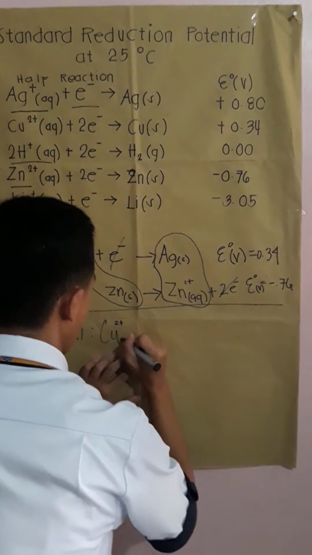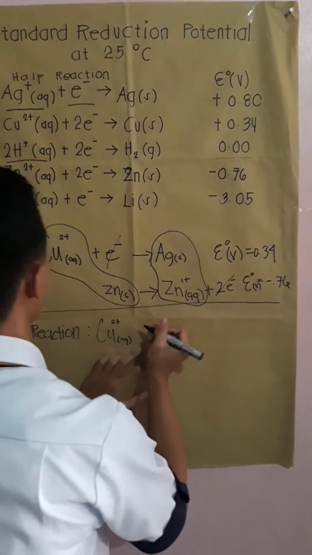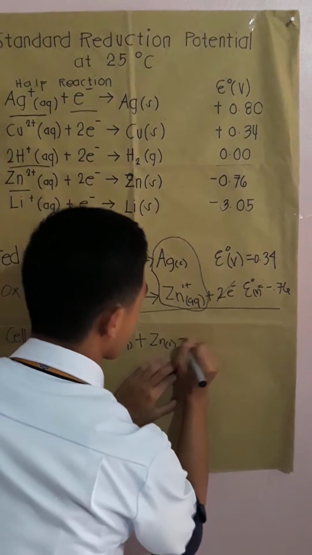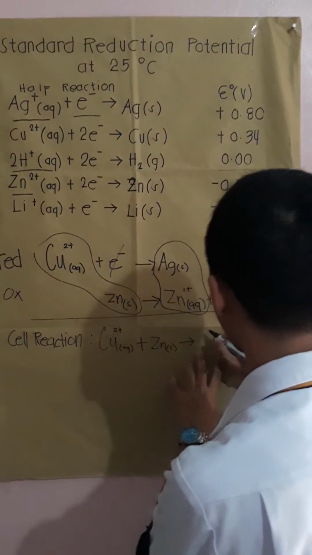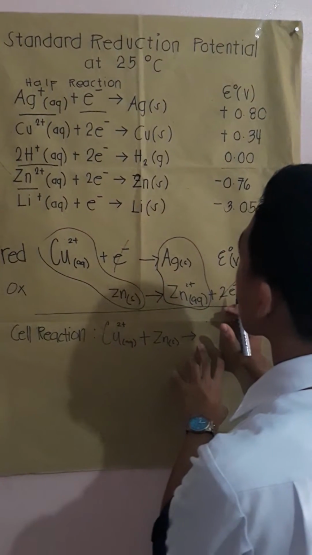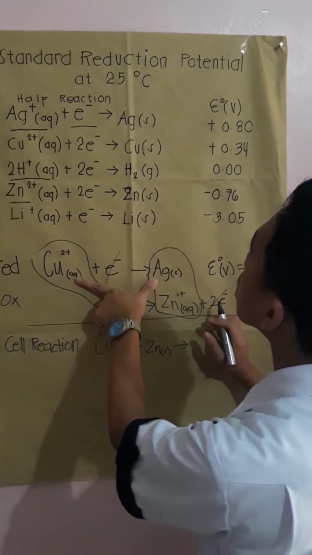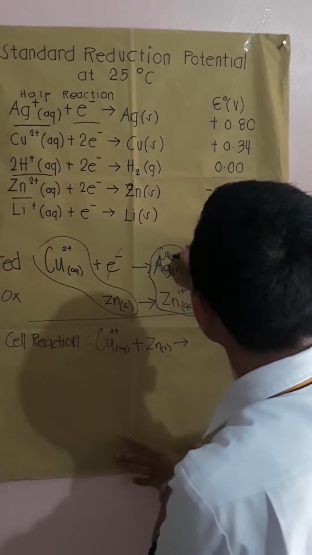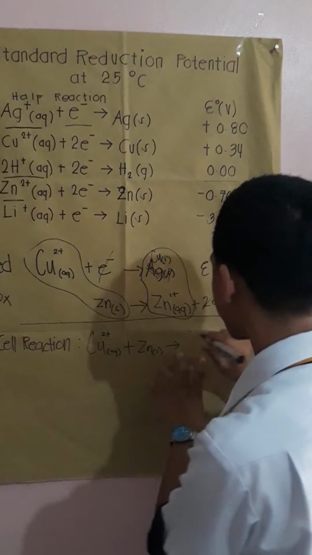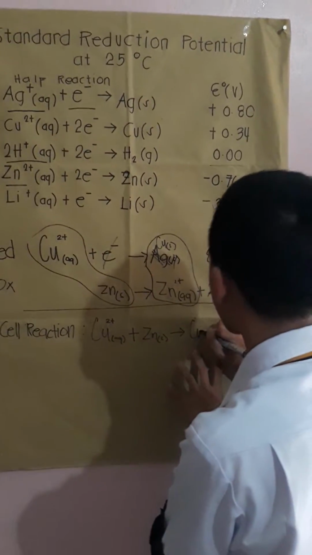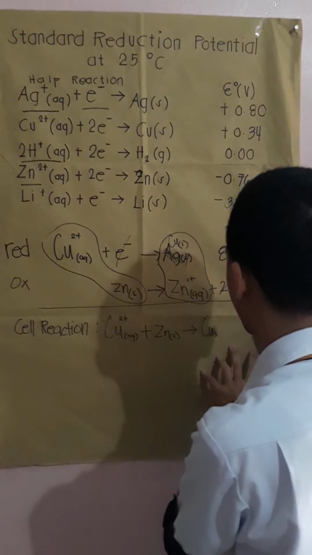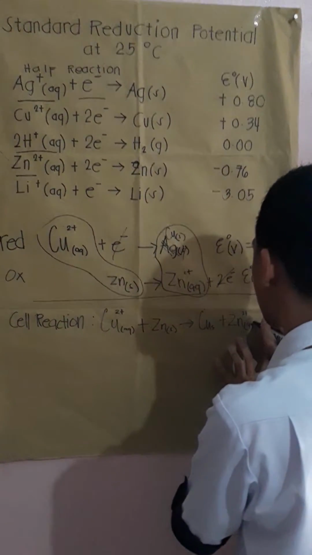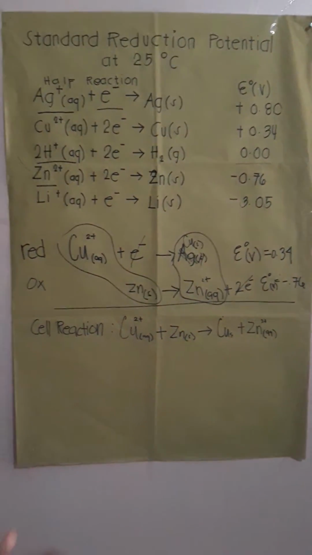Copper 2 plus plus the solid zinc turning into solid copper plus the zinc 2 plus. Now this is the cell reaction.